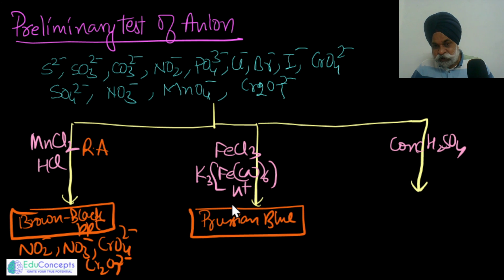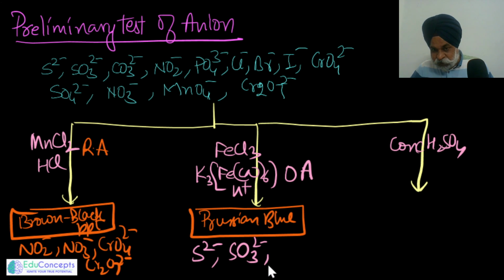Here, what we are able to see is, this is an oxidizing agent, and here I am able to see reducing anions like sulfide or sulfite or iodide or nitrite. These are reducing anions. And how does it do that? I am going to show in the next slide.